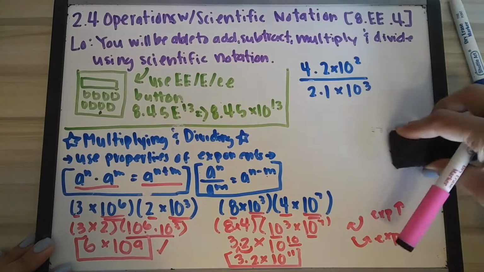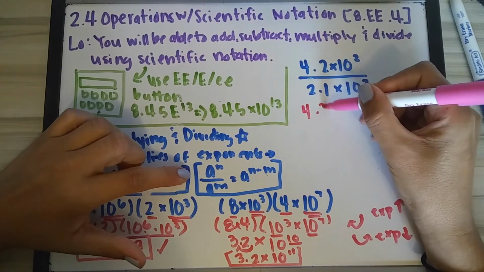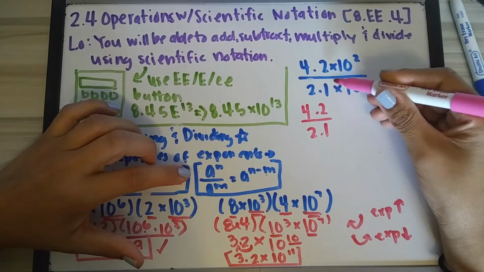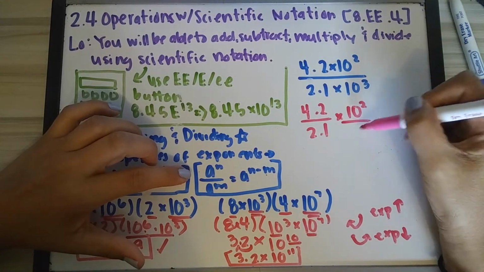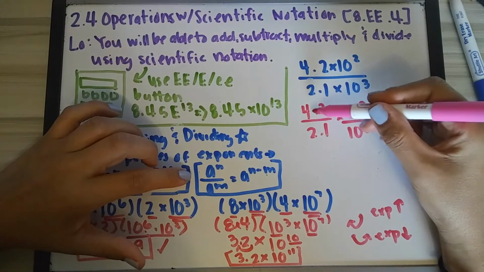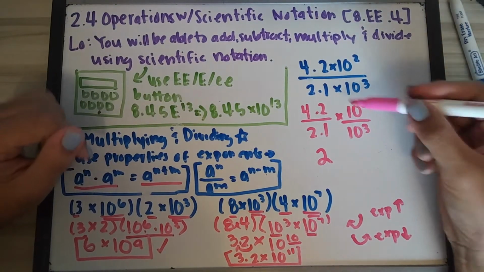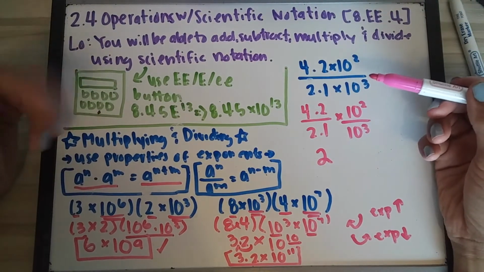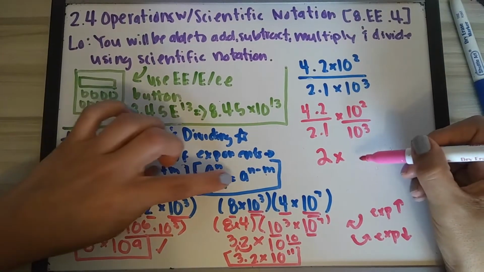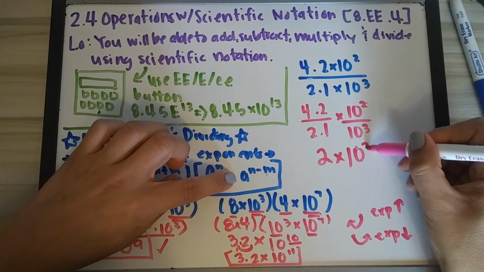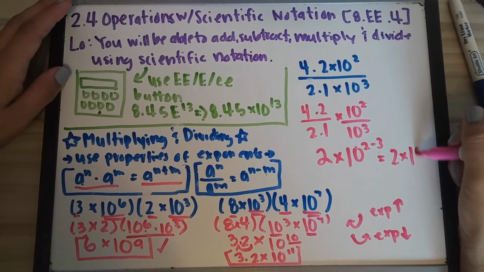Now with division, it's the same thing. We're going to use this property right here. So this one I can rewrite as 4.2 over 2.1, times 10 to the 2nd over 10 to the 3rd. I'm going to divide these two first. 4.2 divided by 2.1 gives me 2. You guys can do the long division, I just know that because 4 divided by 2 is 2, and 2 divided by 1 is the same thing, 2. Then times, now same base, yes, so I'm going to keep the same base and subtract exponents. So it's going to be 2 minus 3. In this case, I end up with 2 times 10 to the negative first.